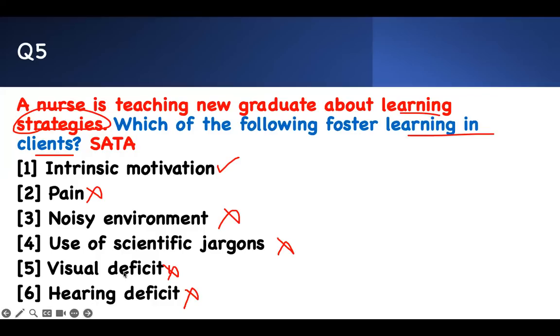That's why if they have a visual deficit, you have to talk to them a certain way. If they have a hearing problem too, you have to look at them, stay in front of them, and be able to communicate information. The only thing there, 2 to 6 is bad for learning. The best one is this. So if they ask you which one helps learning, noisy environment, pain, use of jargon, visual deficit, hearing deficit, the only thing that helps with learning is intrinsic motivation.